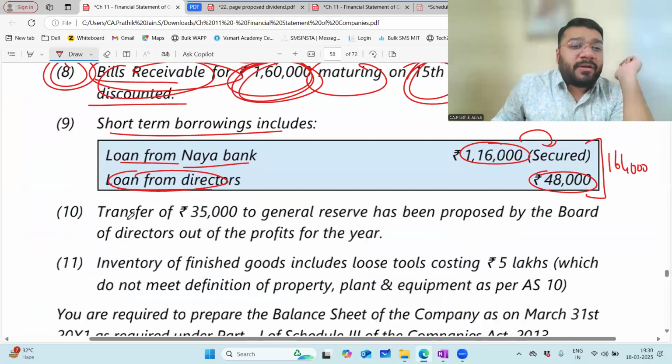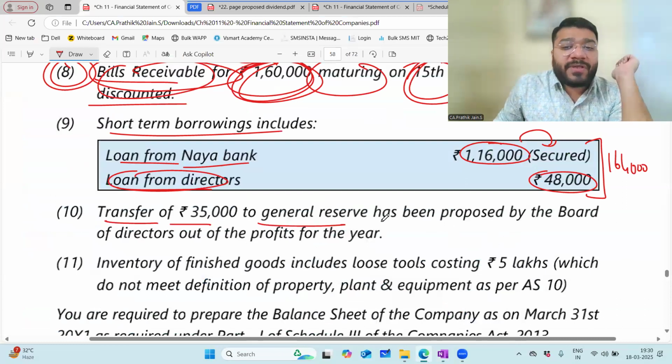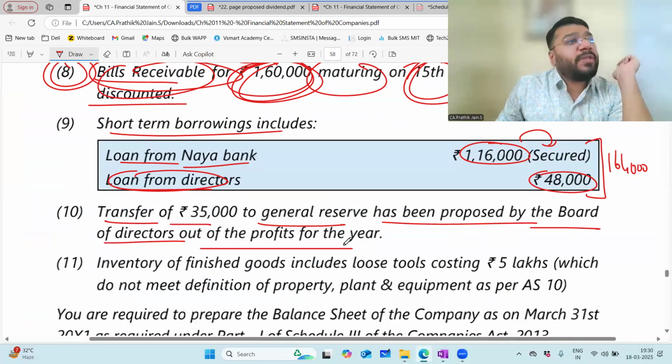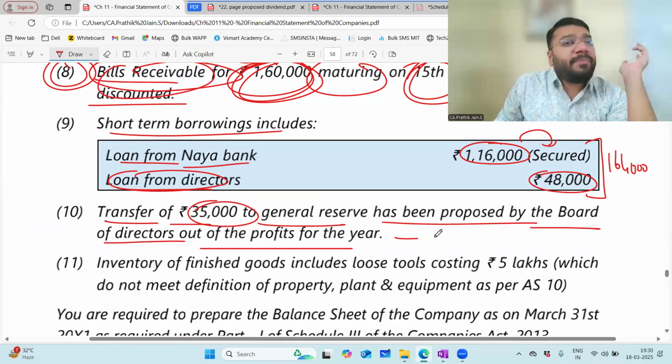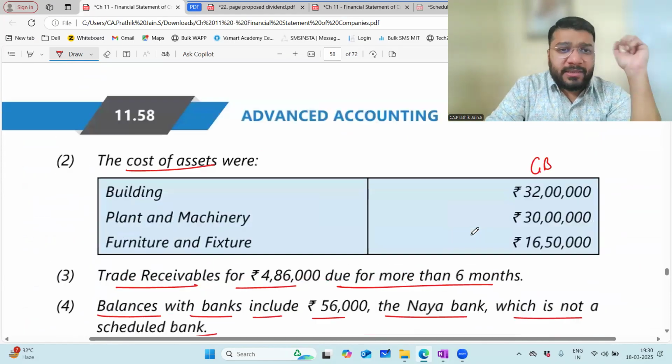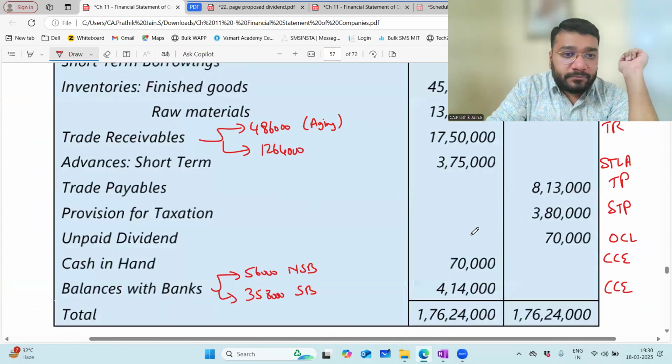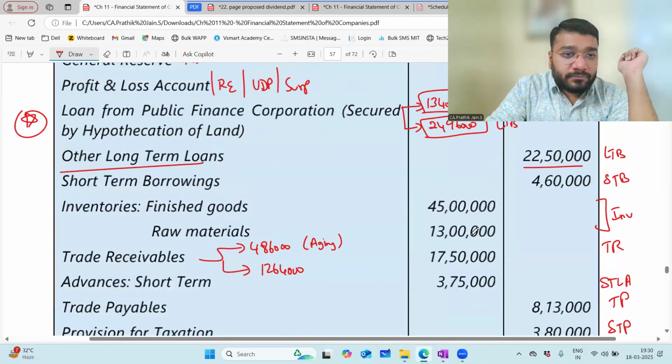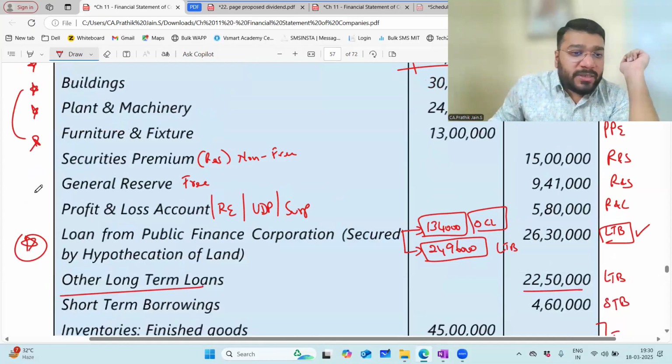Next, transfer 35,000 to general reserve, which has been proposed by the board of directors out of the profit of the year. From the current year's profit, they want to transfer 35,000 to general reserve. So minus it from the P&L, add it to general reserve. No problem. So here in the GR, do we have any GR here? Here. So one star mark here, another star mark here.